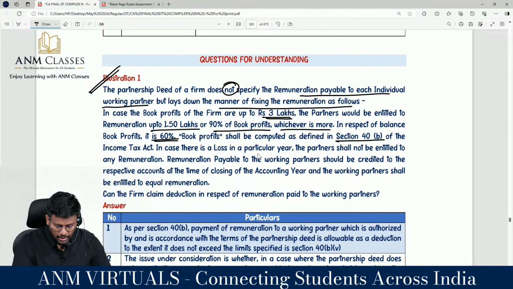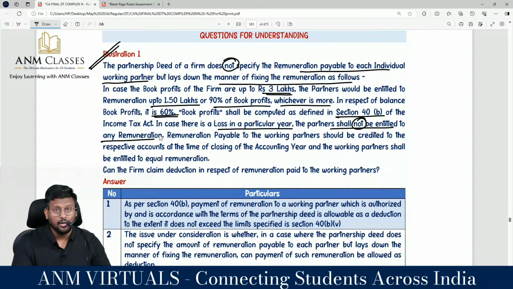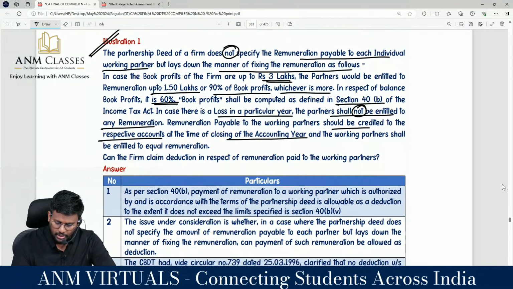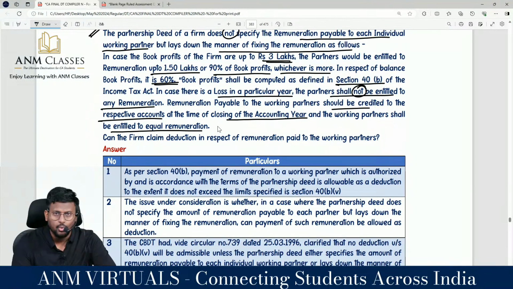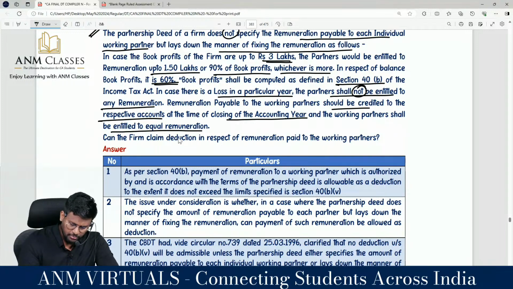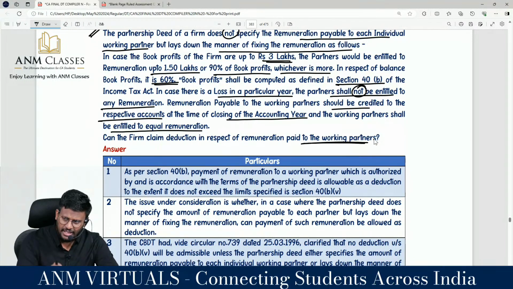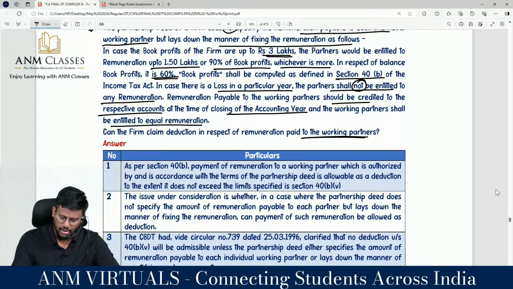In case there is a loss in a particular year, partners shall not be entitled to any remuneration. Remuneration payable to working partners should be credited to the respective account at the time of closing of the accounting year, and working partners shall be entitled to equal remuneration. Can the firm claim deduction in respect of remuneration paid to the working partner? Yes, because as per the Income Tax Act, there is no need to specify the amount of remuneration. There is need that the deed should authorize the remuneration.